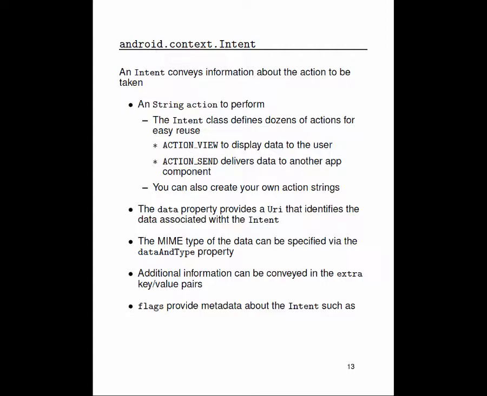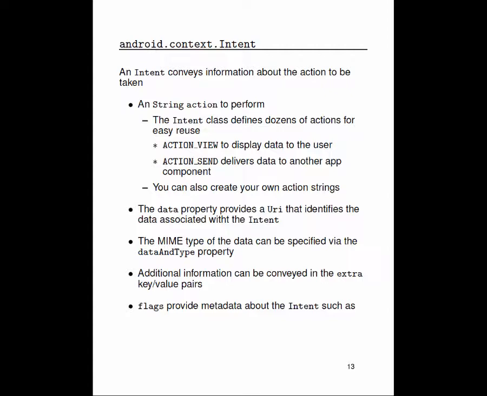Also very important is the data property. So this says, when I go to launch an intent, here is a URI. A URI is like a URL essentially that identifies a piece of data that I want you to act on. So, go display information about this appointment in my appointment book. Or go send an email to this user from my contacts, things like that.